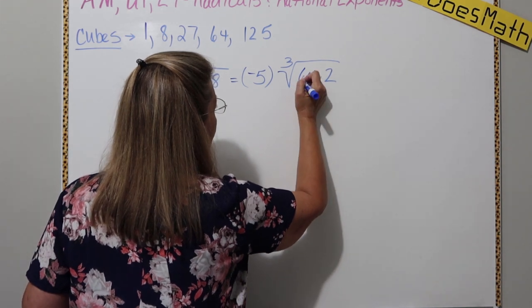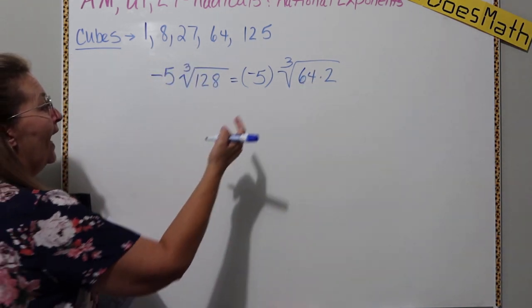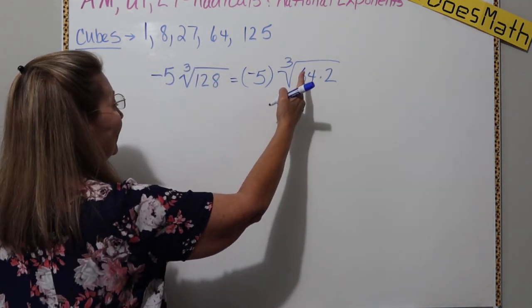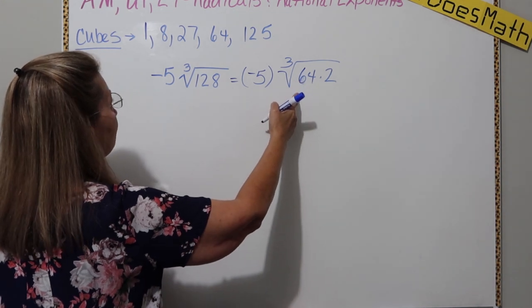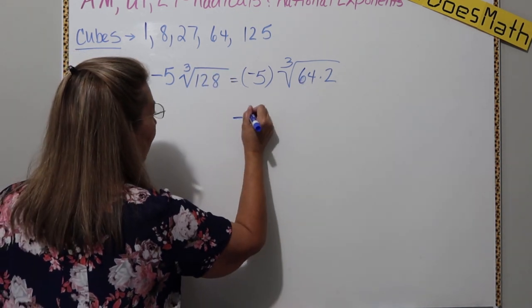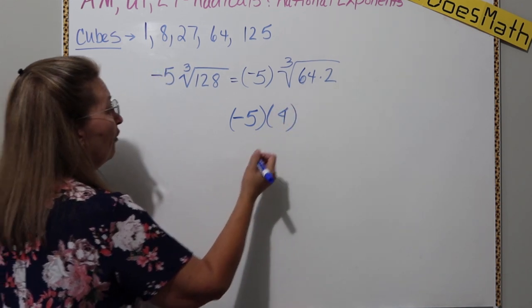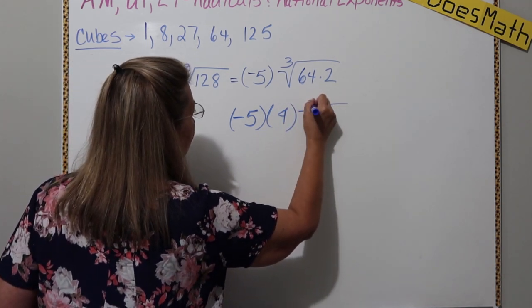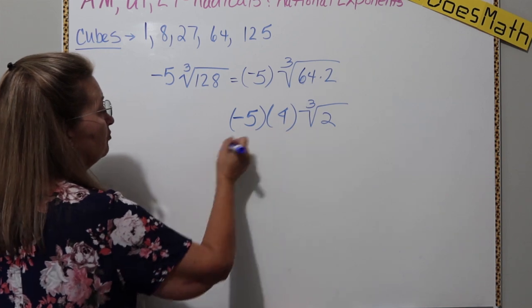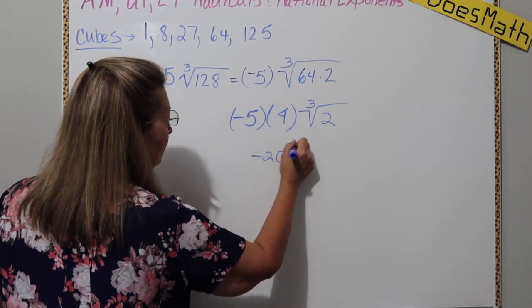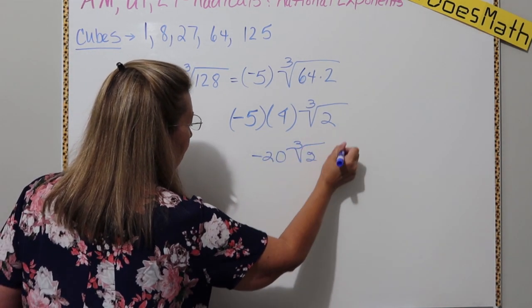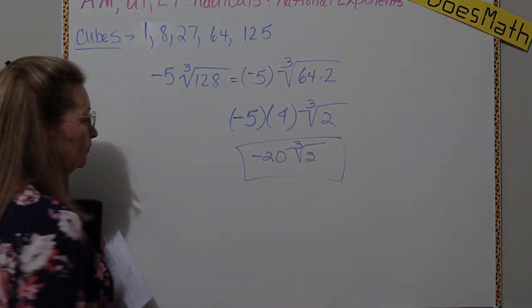times 2. Okay? Now, I can pull the cube root. I can take the cube root of 64, which is going to be 4, out. I'm going to have negative 5. Now I have 4. What do I have left under there? 2. Then you multiply these two together. Negative 20, cube root of 2.